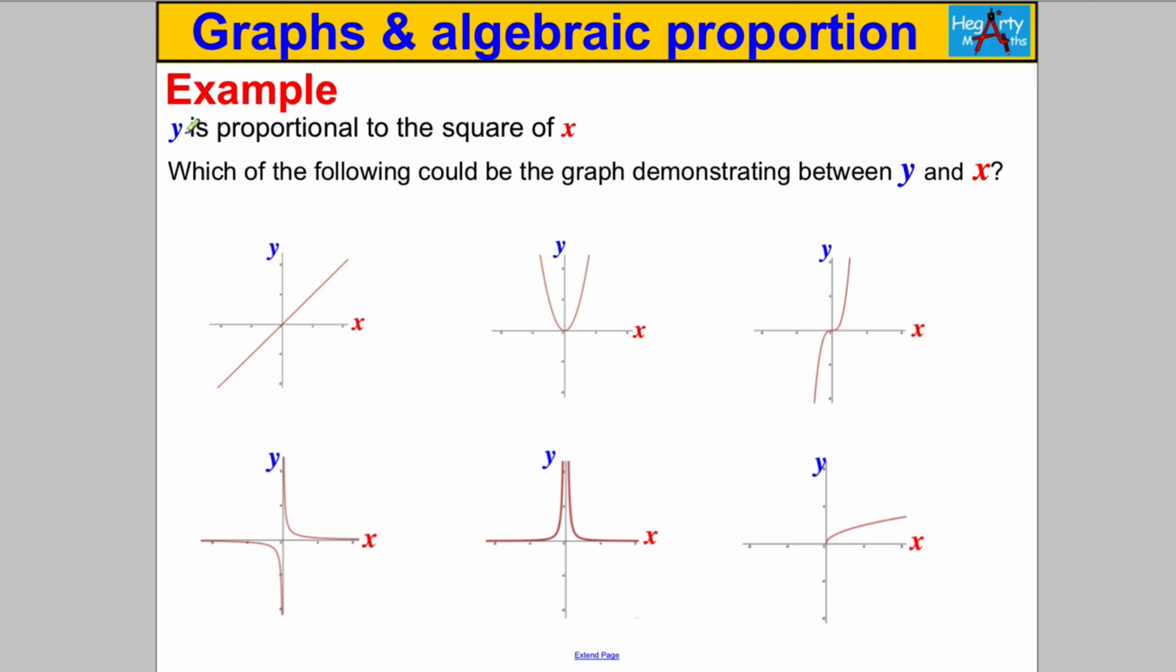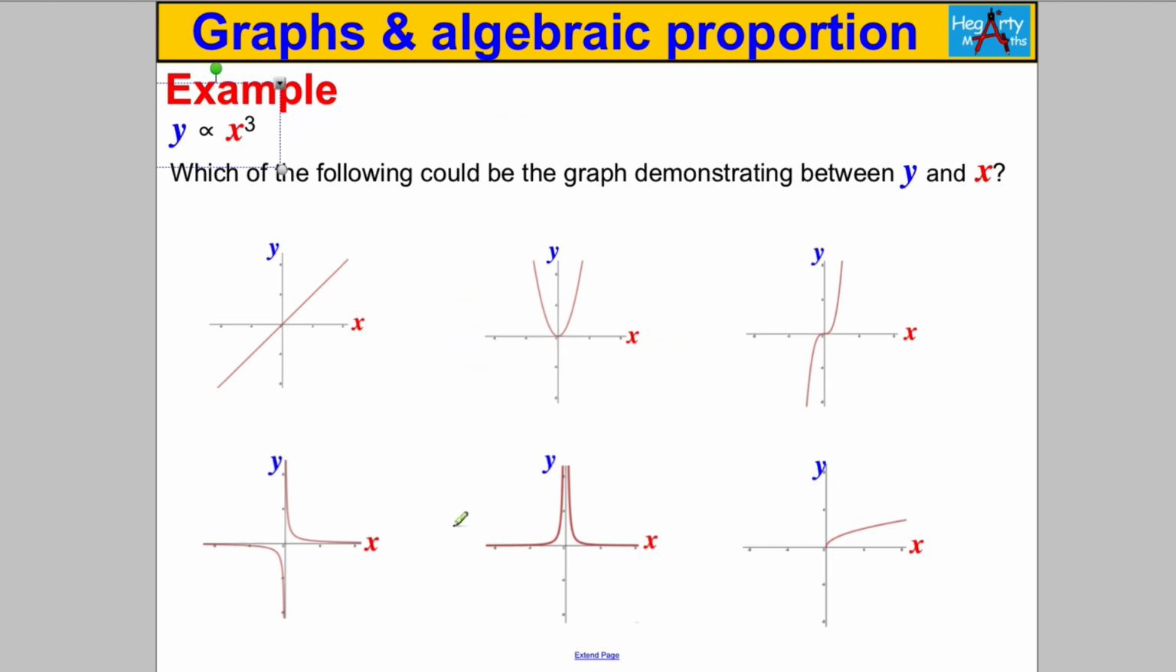Now it says here y is proportional to the square of x. So we can extrapolate from that y is proportional to x squared. So therefore y must be of the form kx squared for some constant k. Now, which of the following could be the graph demonstrating the relationship between y and x? Well, if the graphs are y equals some number times x squared, it's got to be that one there. So this here must be our option in this case. And we're done. Next one, pause the video, have a go.